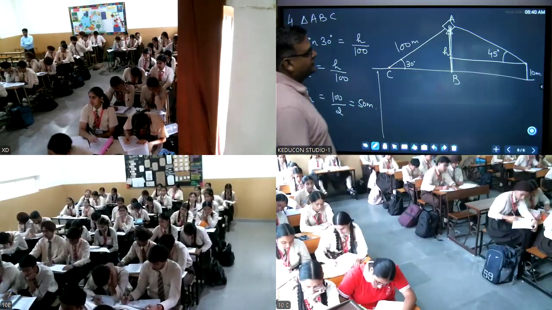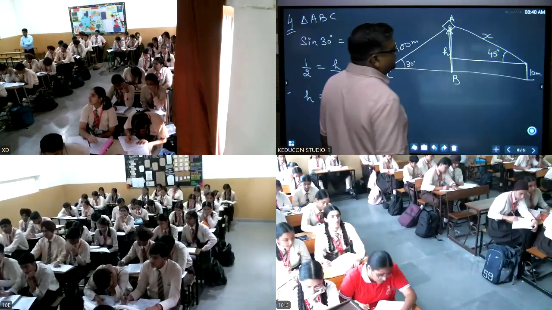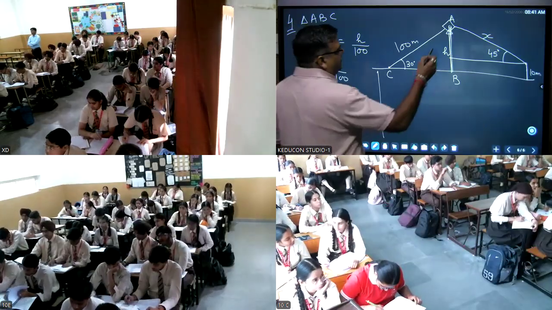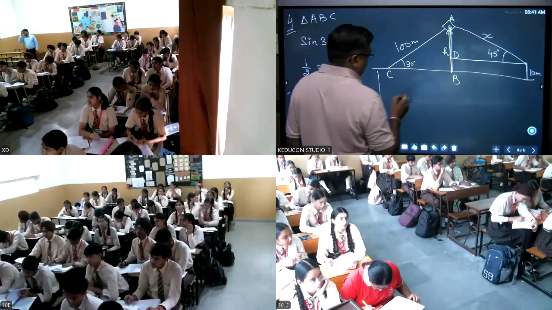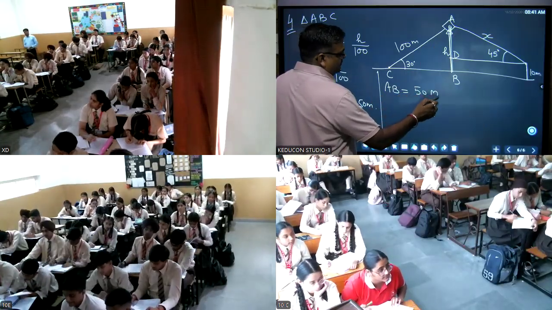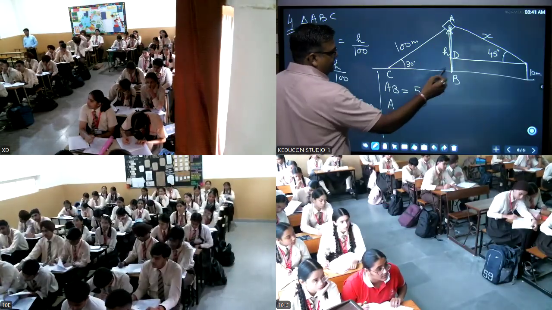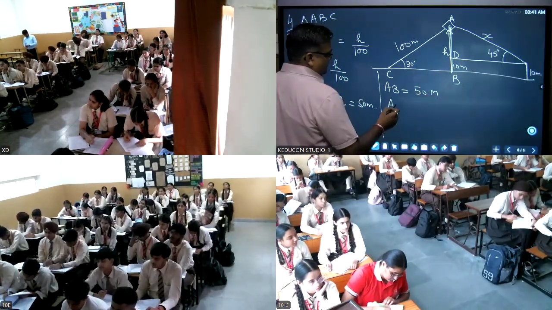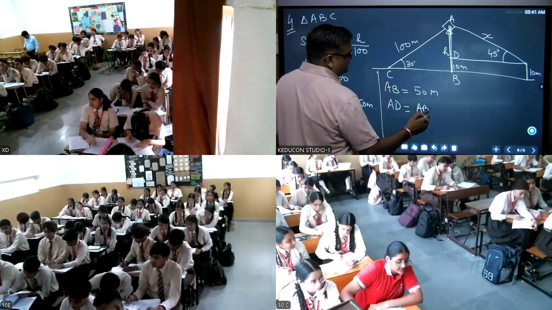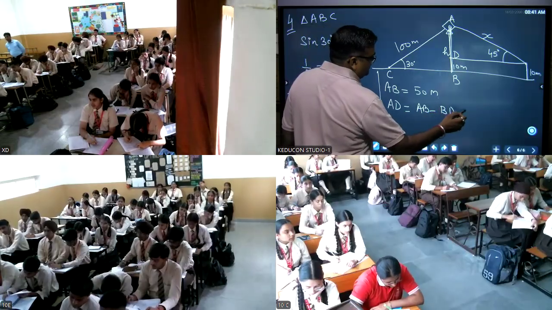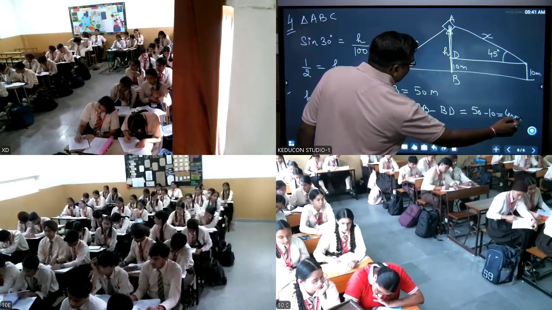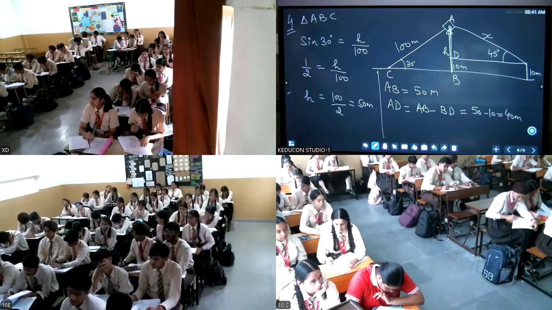Now we have to find, let's say this is x. We have to find the length of the string. Is this clear? What will be this height? Let's say this point is D. AB is 50 meter and DB is 10 meter. So what will be the height of AD? AD will be equal to AB minus BD, which is equal to 50 minus 10, that is 40 meter. Is this clear, ji? Is this clear, bachcho?